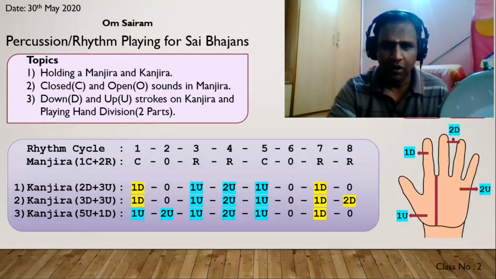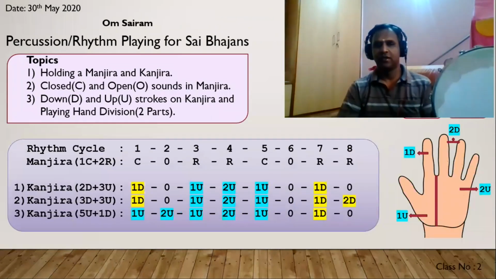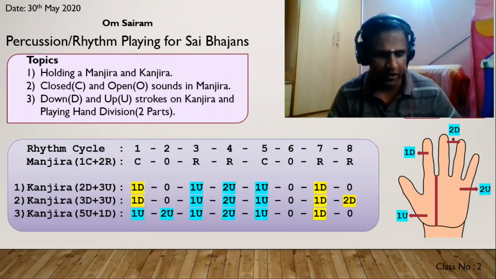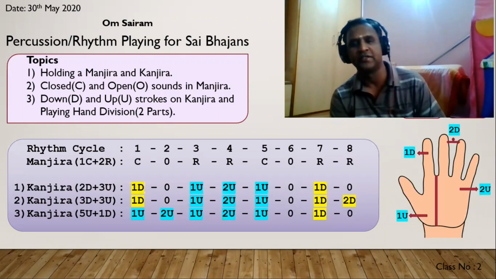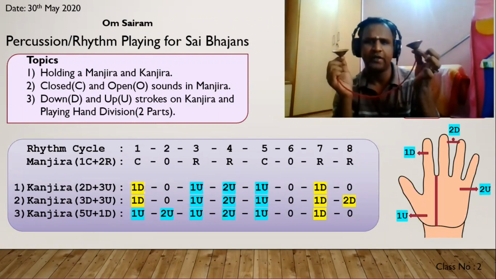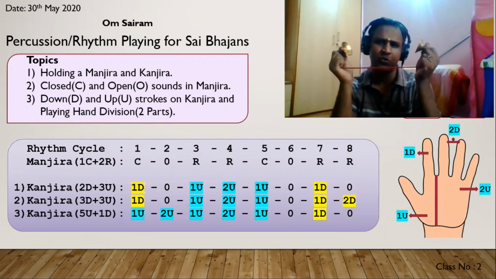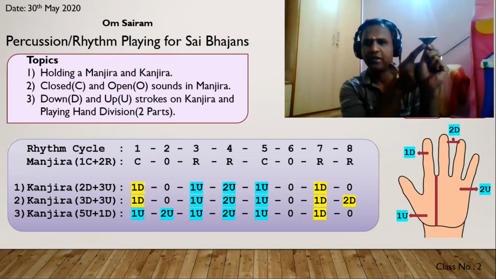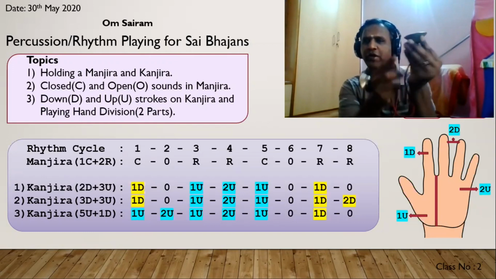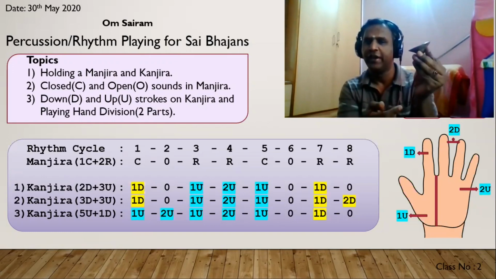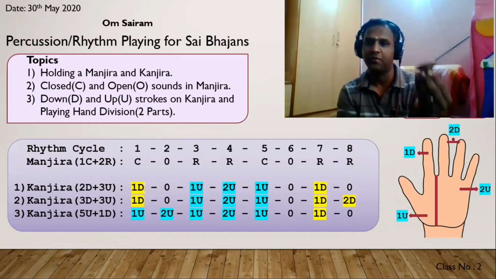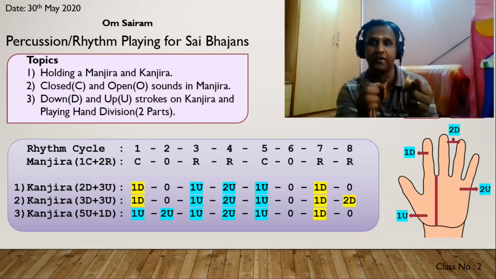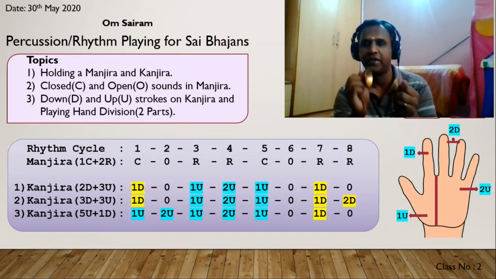So today we'll cover a few more topics. I think I already talked about holding a Manjira. Manjira has to be held in such a way that there is very minimum contact. You should hold it at the tip. If you see this part, I'm holding it at the tip. You should not hold it like this with your finger, because it will not vibrate. The whole purpose of Manjira is to vibrate. It should ring. That ringing sound has to be there.